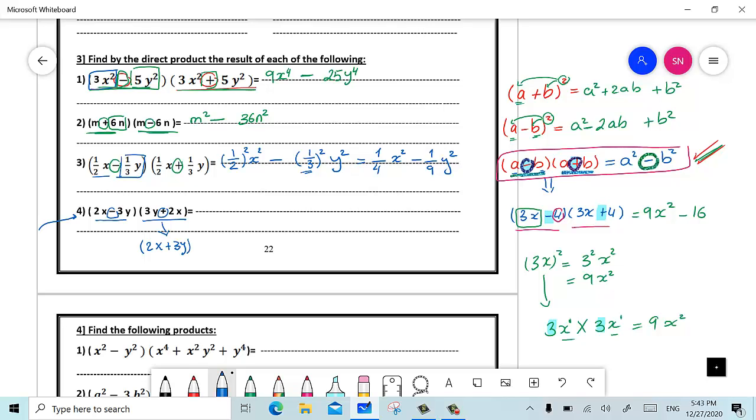So as we said, when I have two binomials where the only difference between them is the sign between the two terms, I'm going to take the first squared, which is going to be 4x squared, and the second squared, which is going to be 9y squared. And here I will have a negative sign between them.